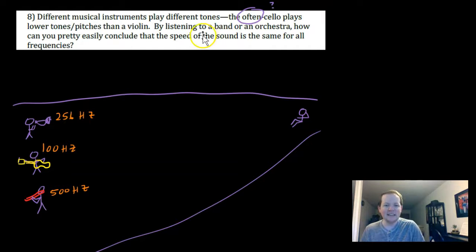It says in the question, by listening to a band or an orchestra, how can you pretty easily conclude that the speed of sound is the same for all frequencies? Okay, so I have all these different frequencies. How can I easily prove to myself, I'm not saying do a full math or science lecture or proof, that the sound is traveling at the same speed for all those different frequencies?